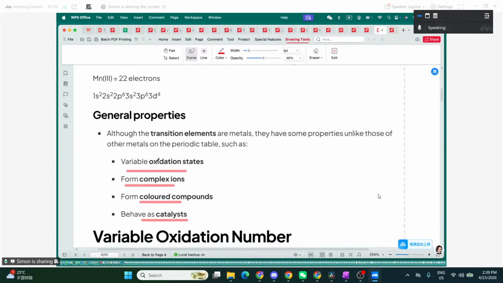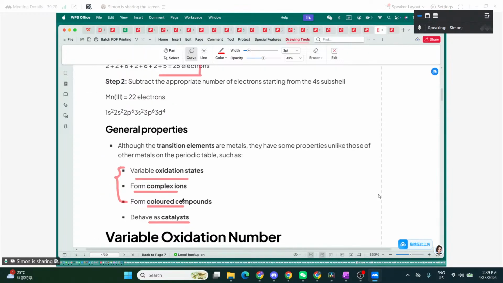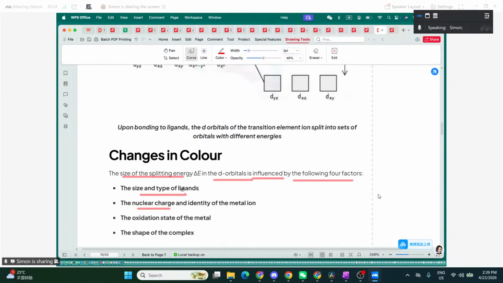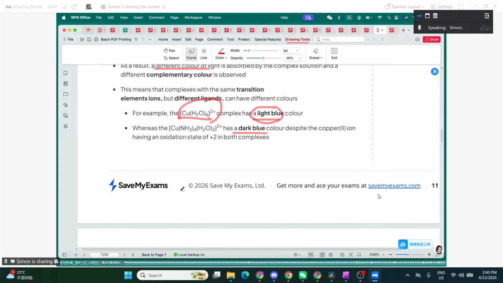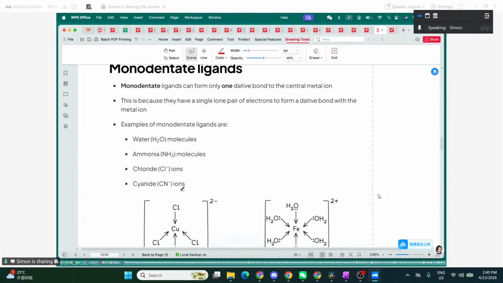After that, we have learned the three properties, right? In the previous pages we learned the first property is variable oxidation state, the second is forming complex ions, and the third is forming colored compounds. After that, we have to learn another, the fourth. This one is monodentate.